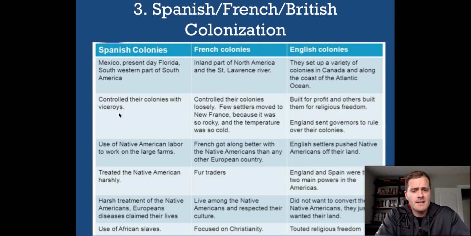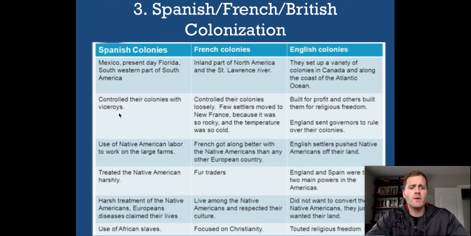Now, the British side of things, they're going to come a little later. Their colonies are going to be set up in Canada on the eastern seaboard, and then along the Atlantic seaboard of what we now know as the United States. They're going to be built for a variety of reasons, and we'll talk about that shortly as well. Some built for immediate profit and economic gain, others built to try to practice some semblance of religious freedom.